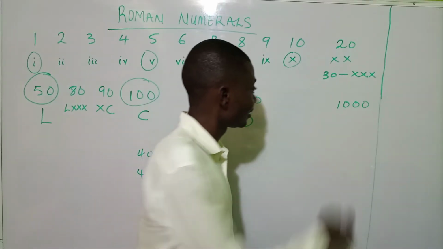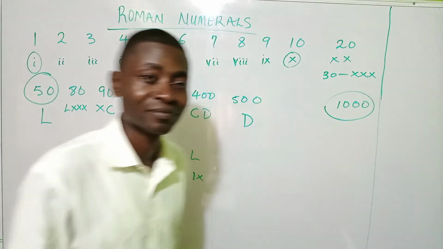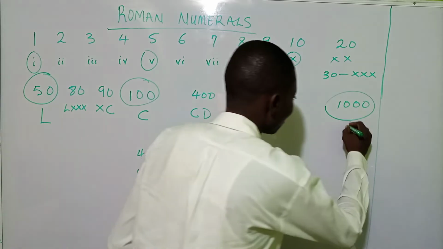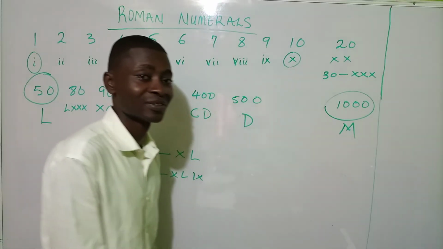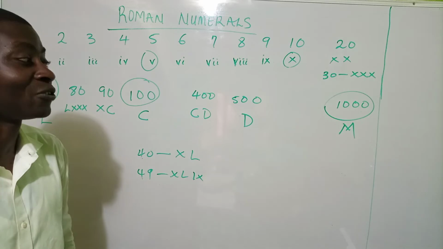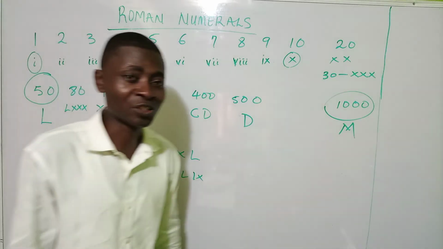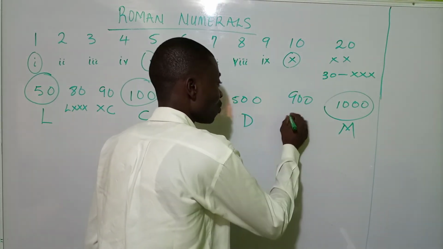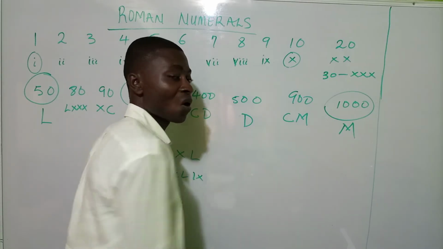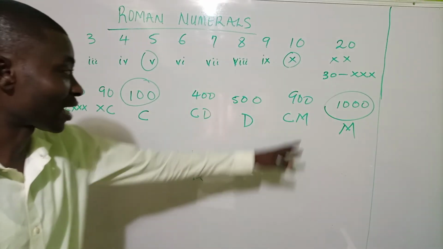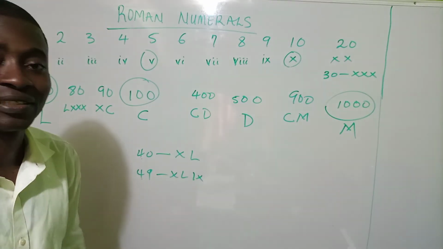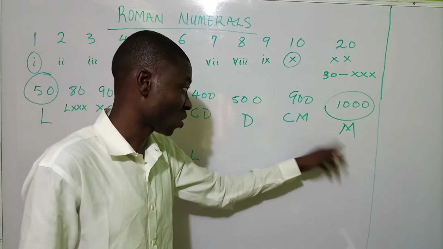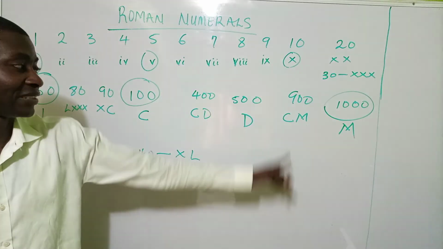That takes us to the last key number at this level, which is 1000. 1000 is M. So let me ask you, what do you think 900 will be? 900, of course, is going to be 1000 minus 100. And that is it. 1000 minus 100 is CM.